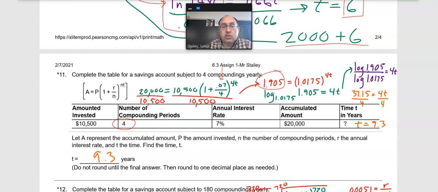Change it to its log form. The base is weird, 1.0175. I don't know how to do that, so we use the change of base formula. And once we do that, then we divide by 4 and we come up with 9.3 years. They did say round to 1 decimal place. So that's the process that you would need in order to figure that out.